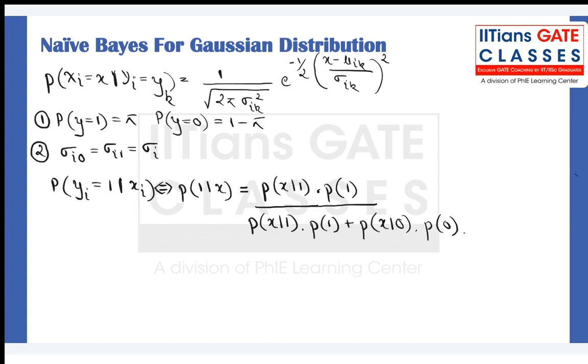What I can do is divide the above and below expression by p of 1 into p of x given 1. So what I will get is 1 by 1 plus p of 0, p of x given 0, divided by p of 1, p of x given 1. It's just dividing the numerator and denominator by p of y equal to 1, p of x given y equal to 1.